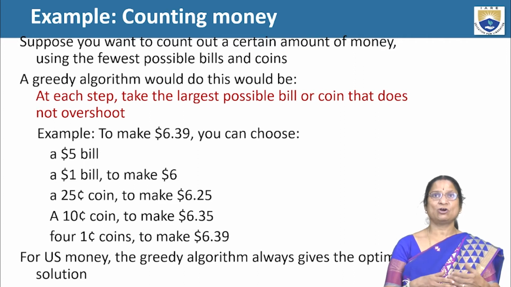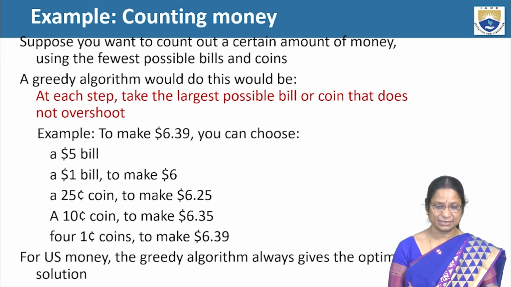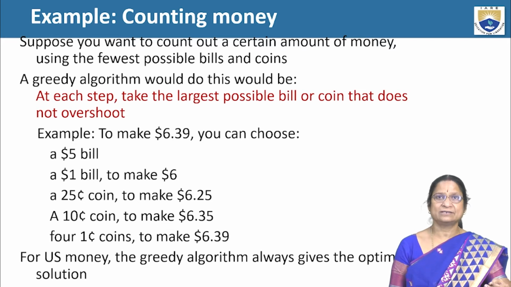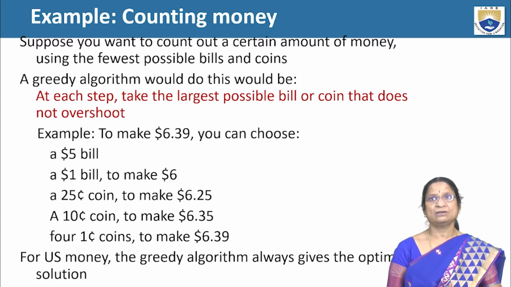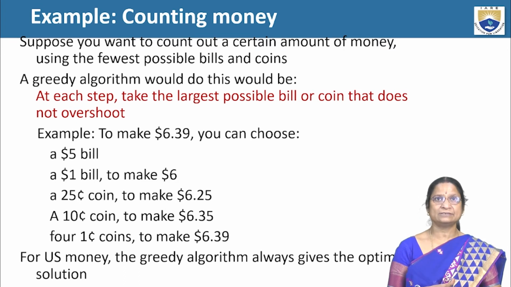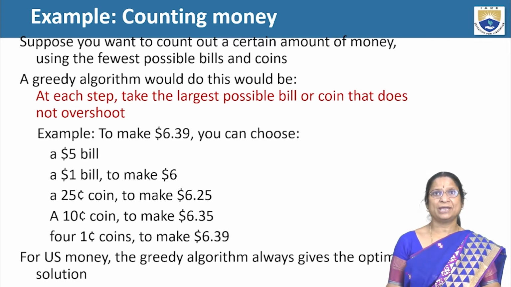For example, one of the common examples for the greedy technique is counting the money. Counting the money here means, suppose we want to count out a certain amount of money using the fewest possible bills and coins. Bills means you may consider it as notes, and coins. The greedy algorithm will give the proper solution most of the time. At each step, take the largest possible denomination or coin that does not overshoot, that means does not exceed the original value which we would like to reach.